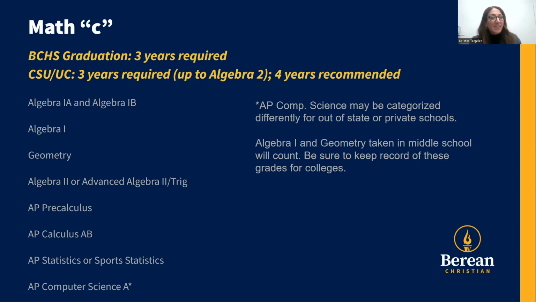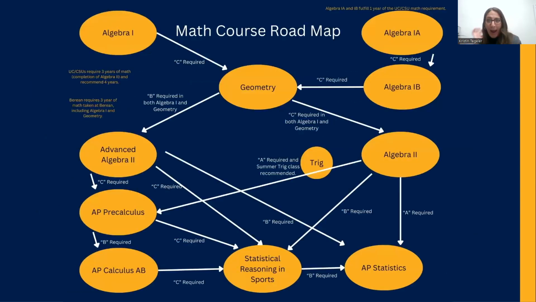Generally, especially if you're looking at out-of-state universities or if you're looking at just graduation requirements in math, computer science will not count for that. However, for the Cal States and the UCs, they do categorize this AP Computer Science A course as an additional math. So I just want to break apart this roadmap.